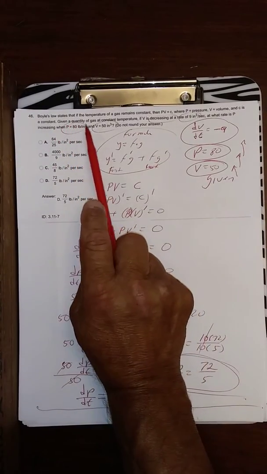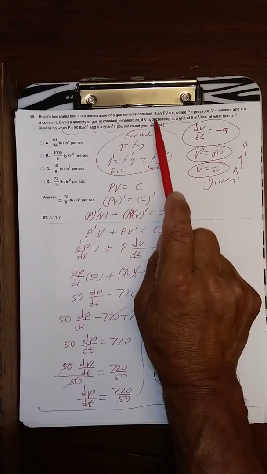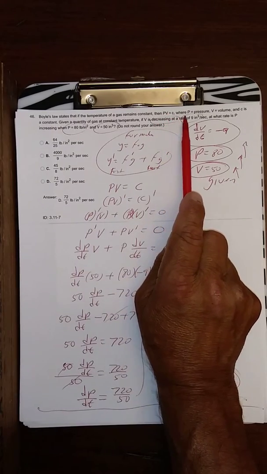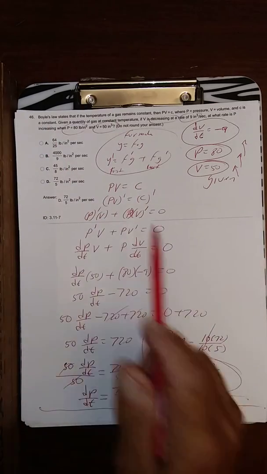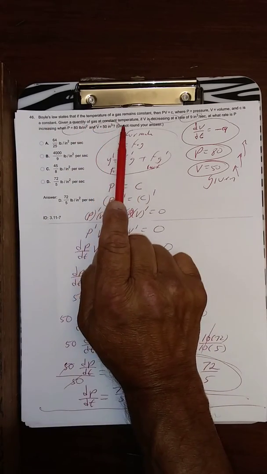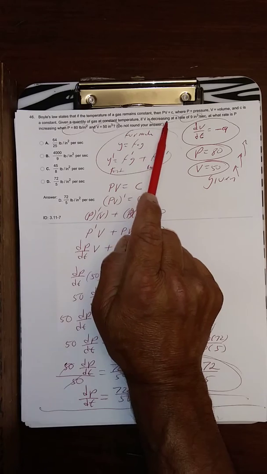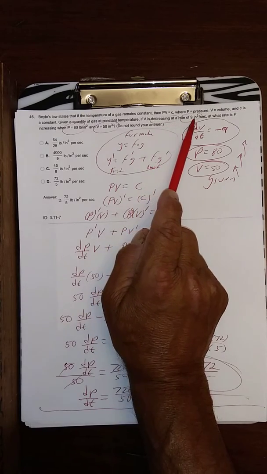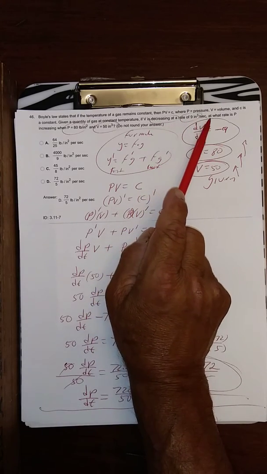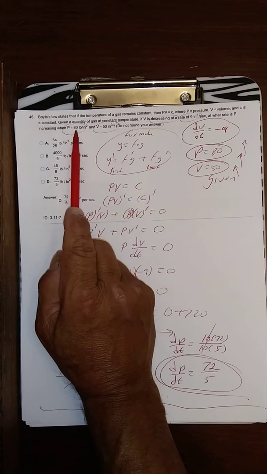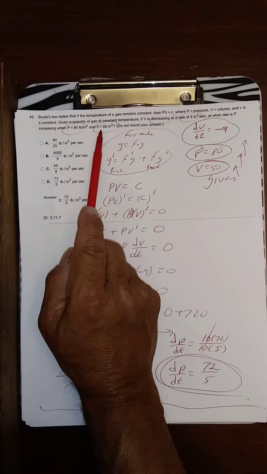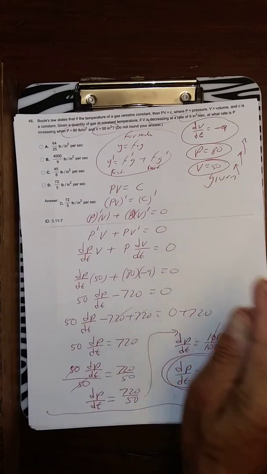Boyle's law states that if the temperature of a gas remains constant, then PV equals C, where P is pressure, V is volume, and C is a constant. Given a quantity of gas at a constant temperature, if V is decreasing, meaning negative, at a rate of 9, at what rate is P increasing when P equals 80 and V is 50? There they are.